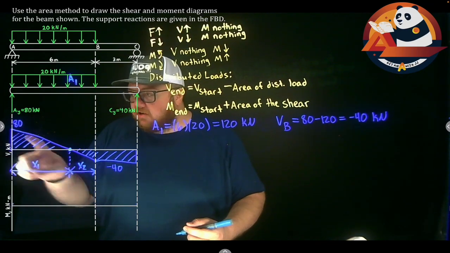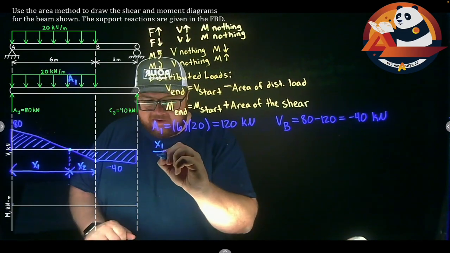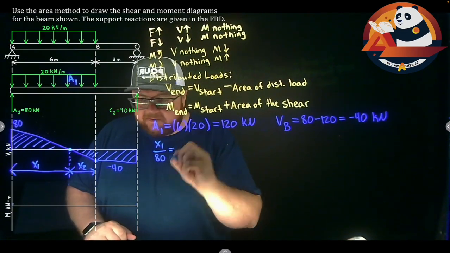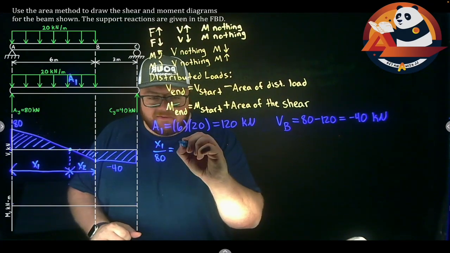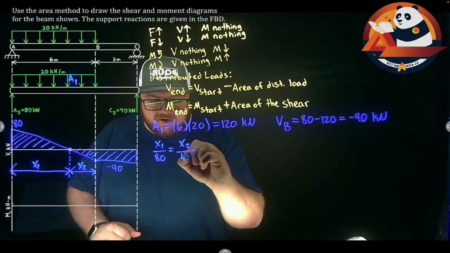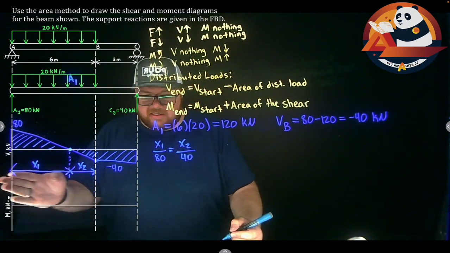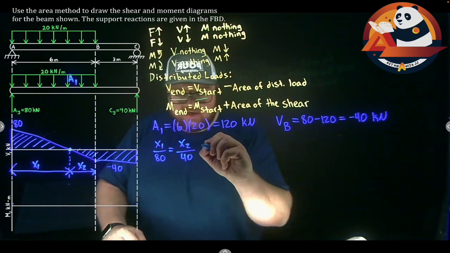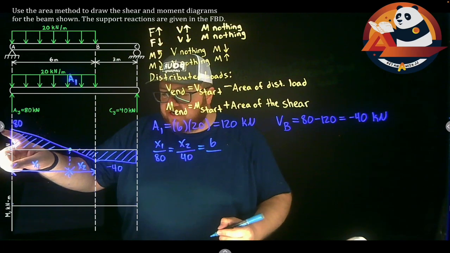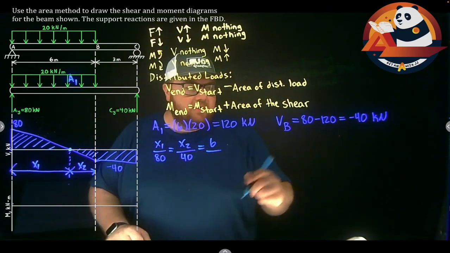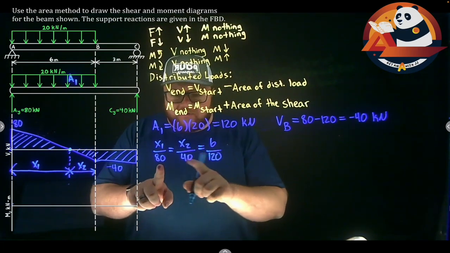So really in this triangle, my base is x1, my height is 80. x1 over 80 should give me the same thing as x2 over, well, my height is technically negative 40. We'll put that as positive. x2 over 40, which is going to be my total change in distance here. My x was 6 equals 6 divided by my total change in height from 80 to negative 40. Well, that's just my area. That's 120. And I can use that to solve for x1 and x2.